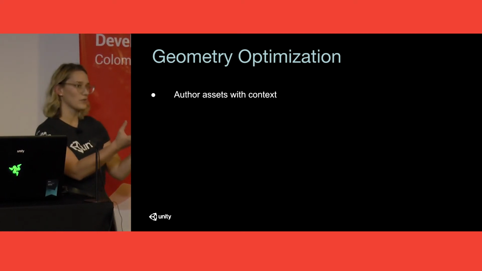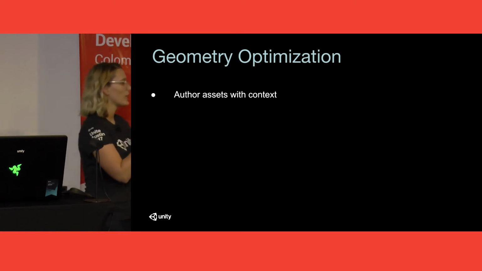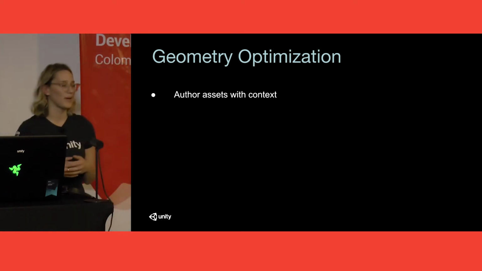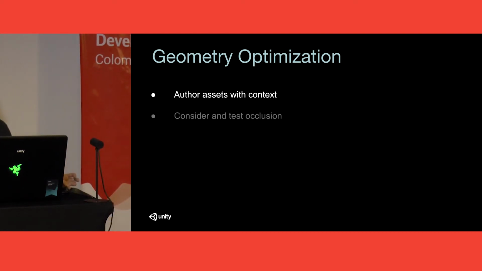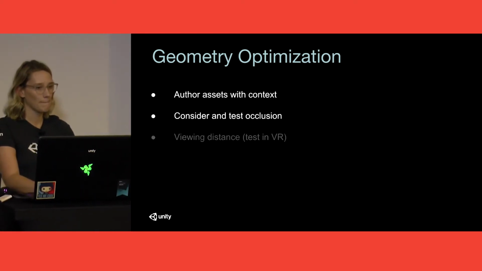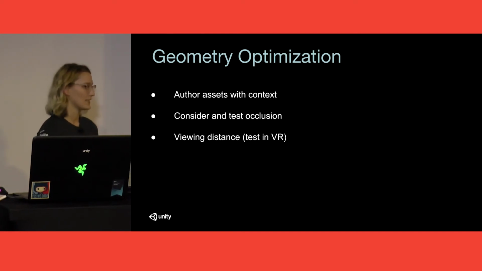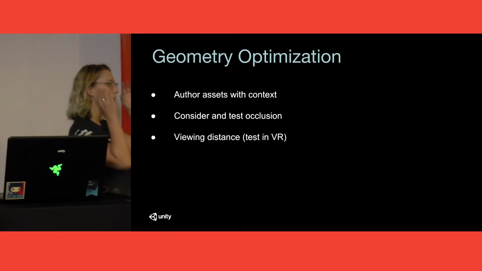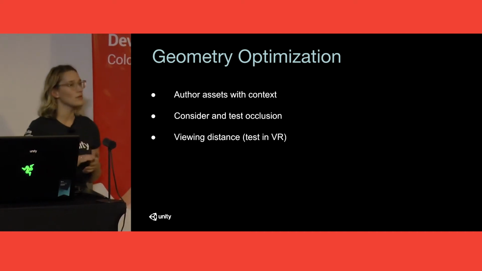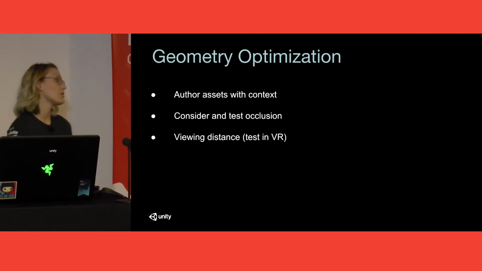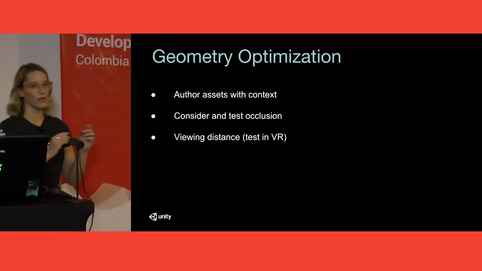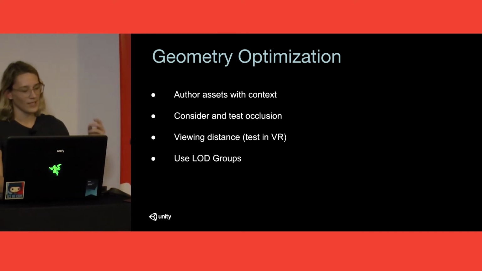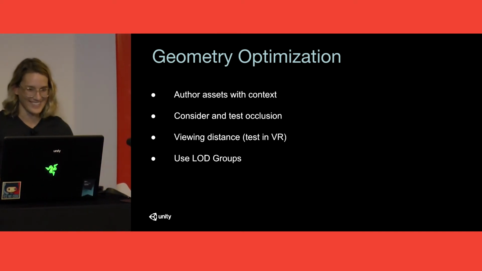Now think about something like your user's hands. They're always going to be looking at their hands. So this is something that you might want to spend a little bit more time creating a really high quality model for. And you want to be constantly considering and testing occlusion in your environments. Again, the viewing distance. As you're creating your geometry, think about how far away it is going to be. You can use level of detail groups. You can use multi-materials to optimize your specific models for how far away your user is from them.